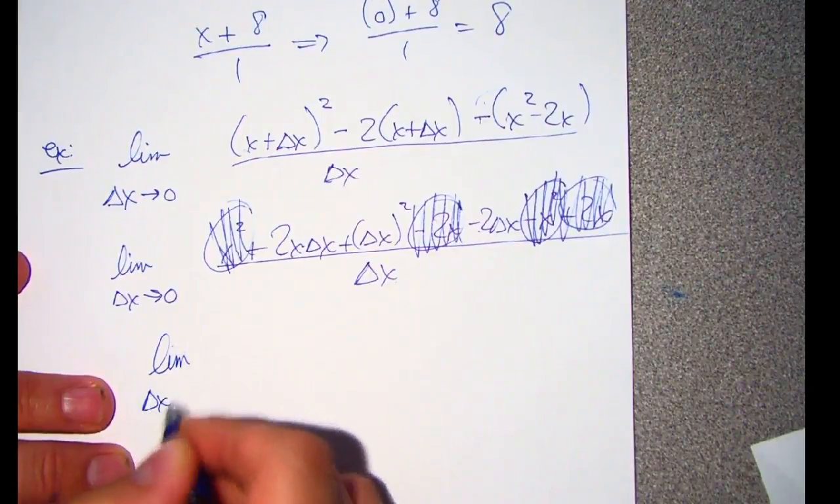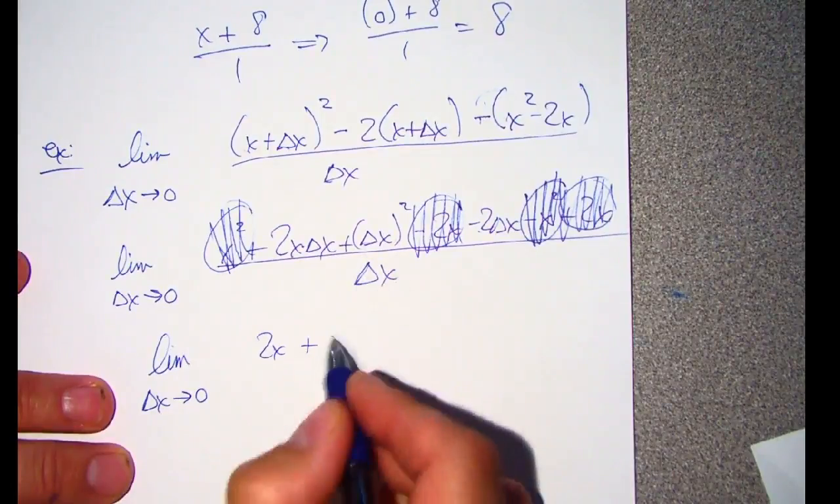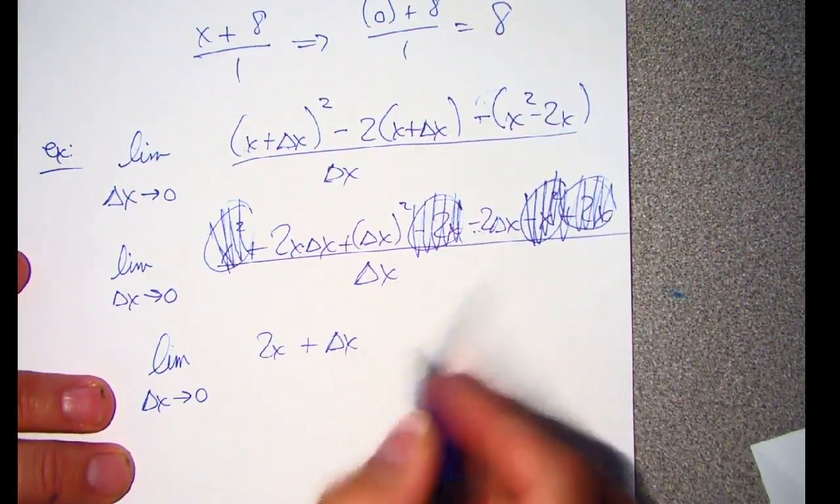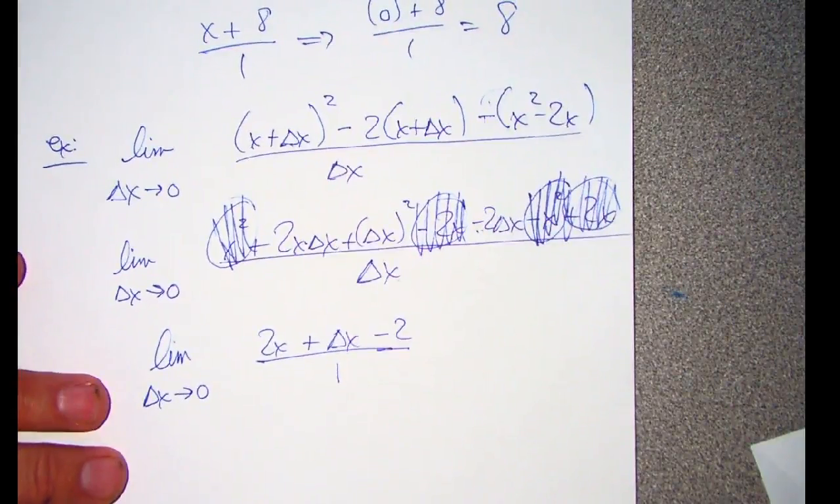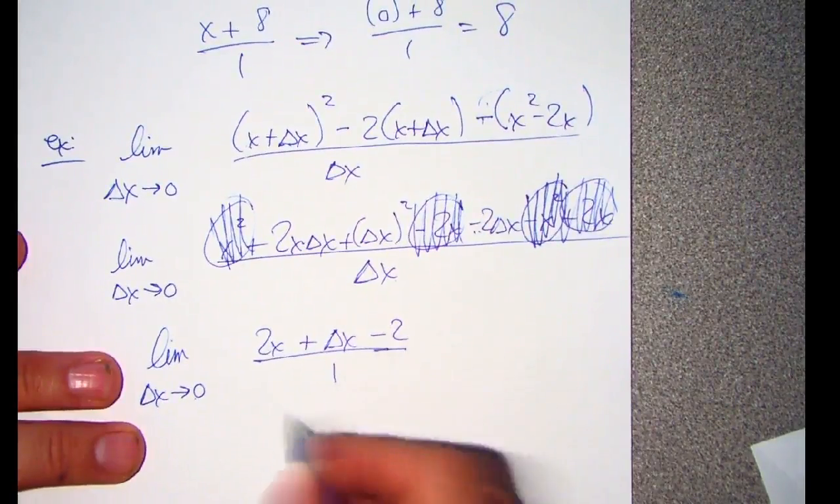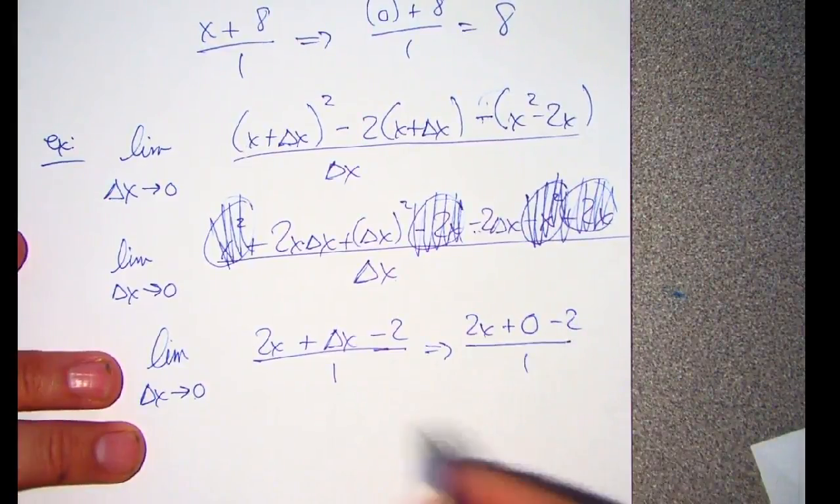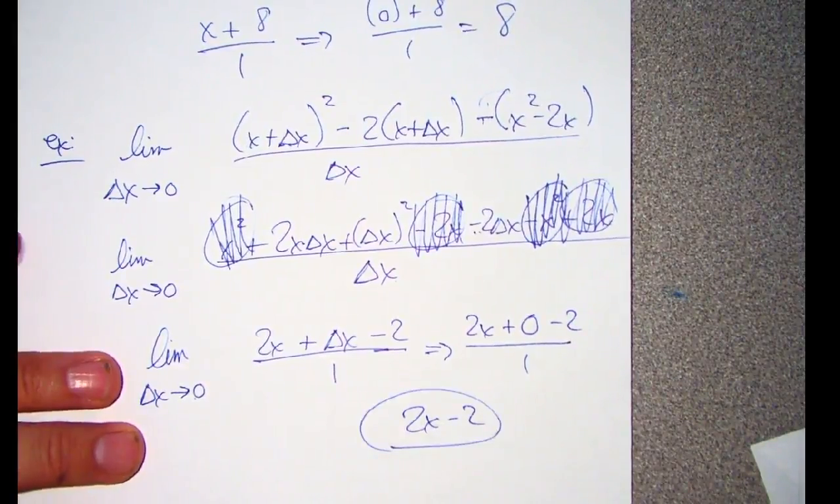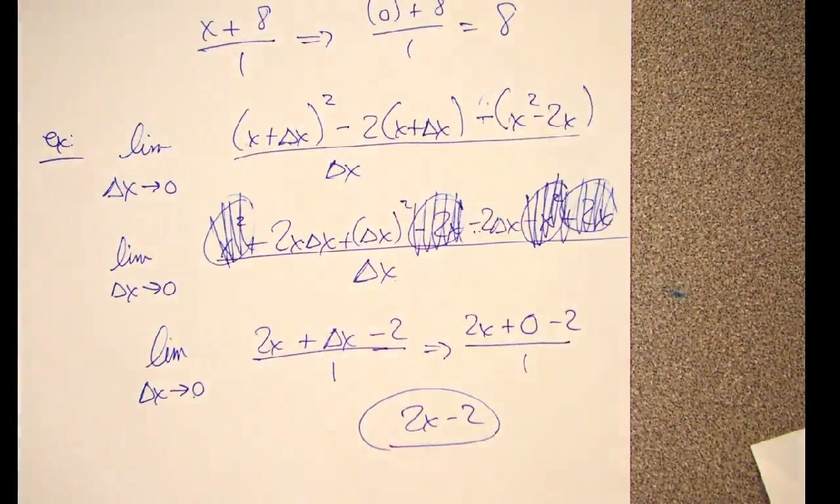So let's cancel out a delta x. Here that would leave me 2x. Here I'd still have a delta x. Here I'd have a minus 2. And here I'd have a 1. Now plug in 0, and you won't get 0 on the bottom. You'll have 2x plus 0 minus 2 over 1, which is 2x minus 2, and that's your answer. There's nothing we can do. We don't have an x value to plug in, and that's a legitimate answer. And you'll see kind of why that is as we go throughout the year.